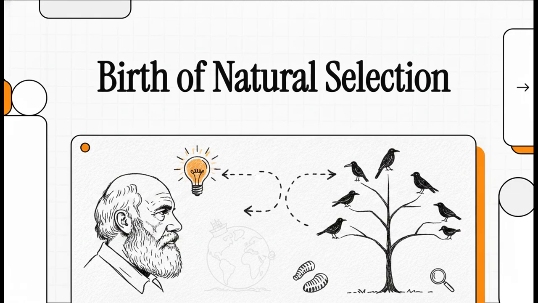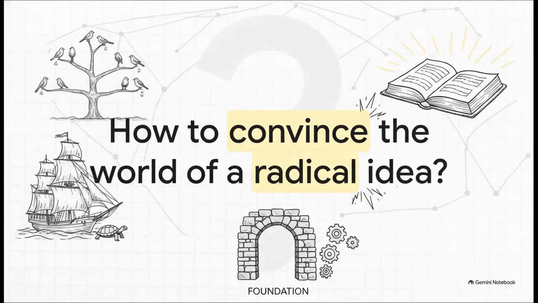All right, let's dive right into this explainer. We're going to trace the absolutely brilliant, step-by-step logical argument that Charles Darwin used to introduce natural selection to the world. I mean, think about it. When you have a theory that completely upends how humanity views its place in the universe, how exactly do you pitch that? Put yourself in the year 1859.